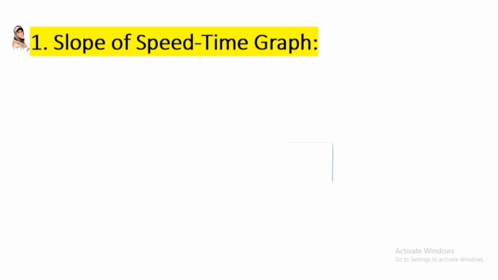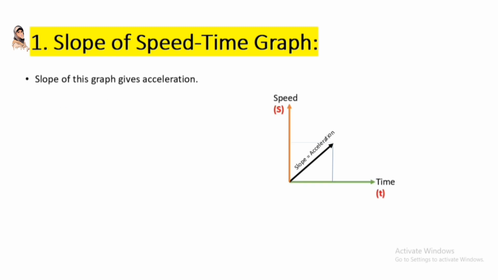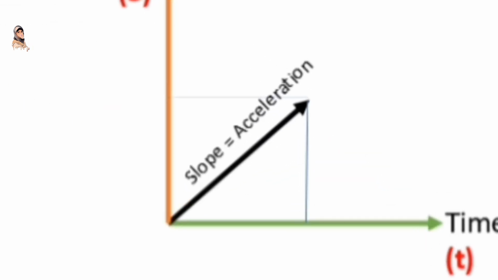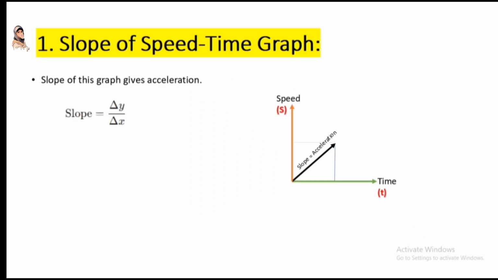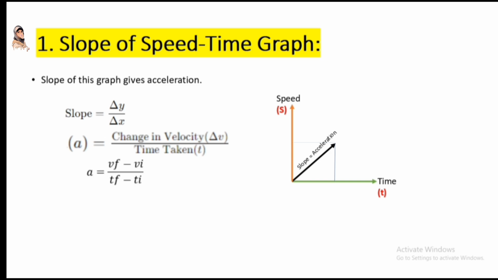Number 1. Slope of speed time graph. As you know, the slope of this graph gives acceleration. And students, you know that slope is equal to del y by del x. In this graph, the speed is on the vertical axis and time is on the horizontal axis. Also, slope gives us the acceleration. So this equation becomes a = change in velocity over time taken, where a is the acceleration. Or in other words, a = (final velocity minus initial velocity) over (final time minus initial time). Let's understand this concept by an example.